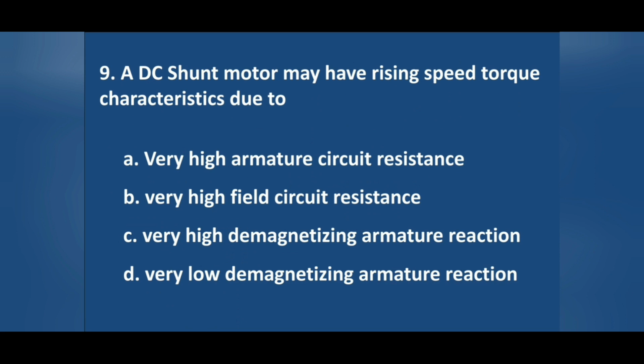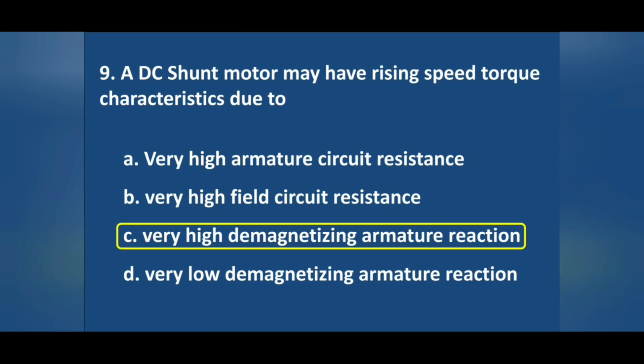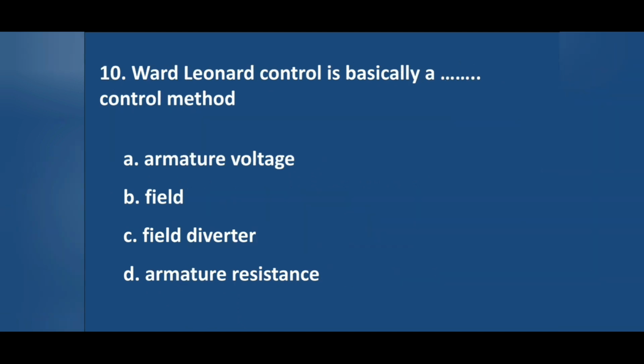Question number 9. A DC shunt motor may have rising speed torque characteristics due to. Answer is option C, very high demagnetizing armature reaction. Question number 10. Ward Leonard control is basically a dash control method. Answer is option A, armature voltage.